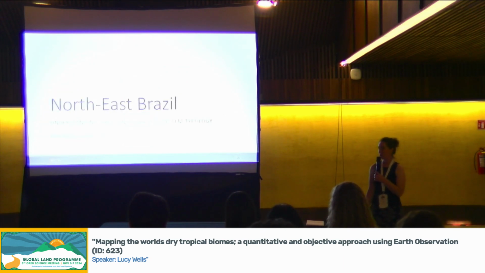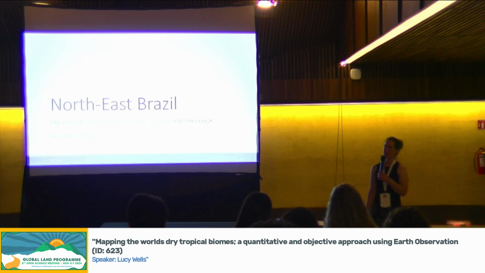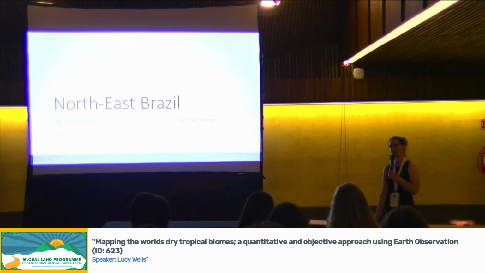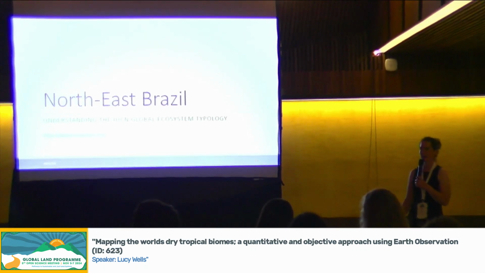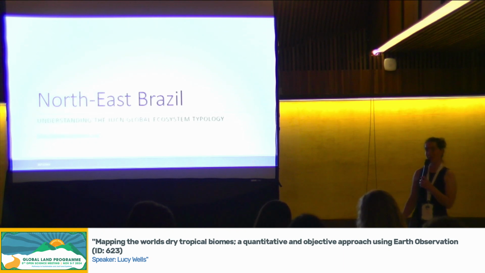So the northeast of Brazil is mostly made up of what's called caatinga vegetation, which is quite shrubby, low stature vegetation, which typically doesn't burn. But there's also cerrado, so savanna, and rainforest vegetation in the region. The aim of this part of the work was to try and operationalize the IUCN's global ecosystem typology. This is a new way of mapping the world's biomes, and it's based on trying to emphasize vegetation structure and composition and ecosystem processes. I've just put the link there in case anybody's interested.